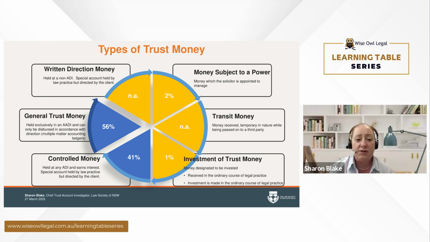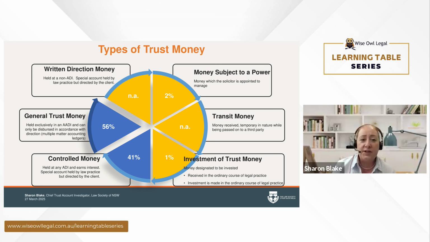Transit money. This is money received but not intended to be held in trust, and is usually quite temporary in nature while being passed on to a third party. The record keeping for transit money is sufficient information to enable the transaction to be identified.